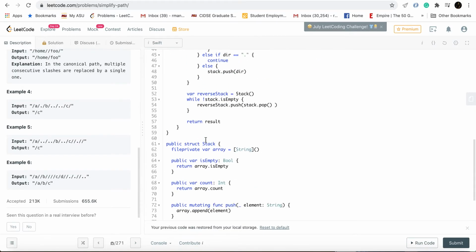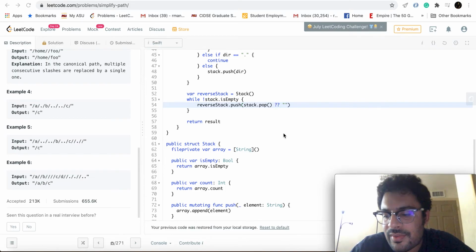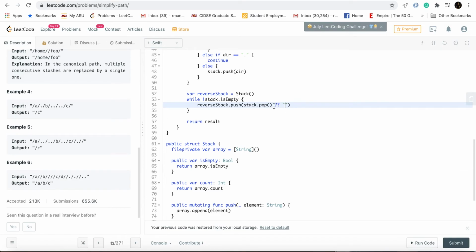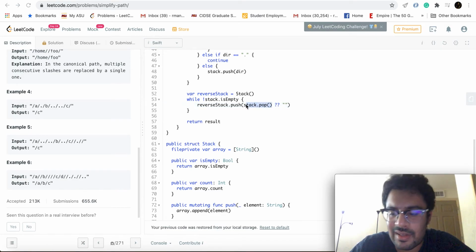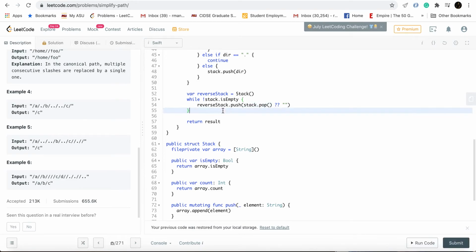That's all that the reverse stack will have after we are done with this loop. And then, it's possible, I mean this will not happen, but this is just a safety check that if pop is null, we replace that with an empty string. That will not happen though. This is just some preventive code that I'm writing.